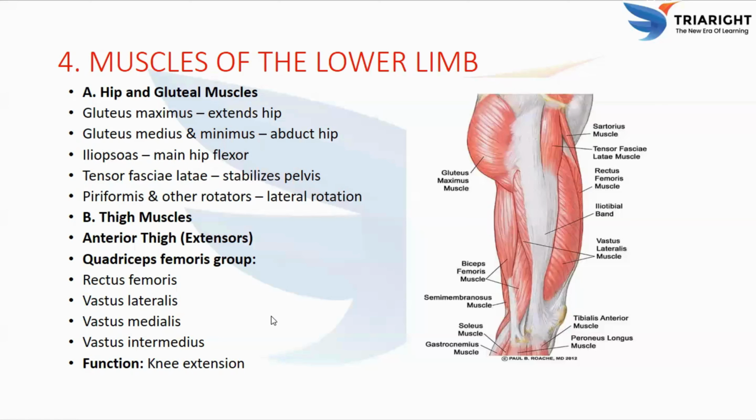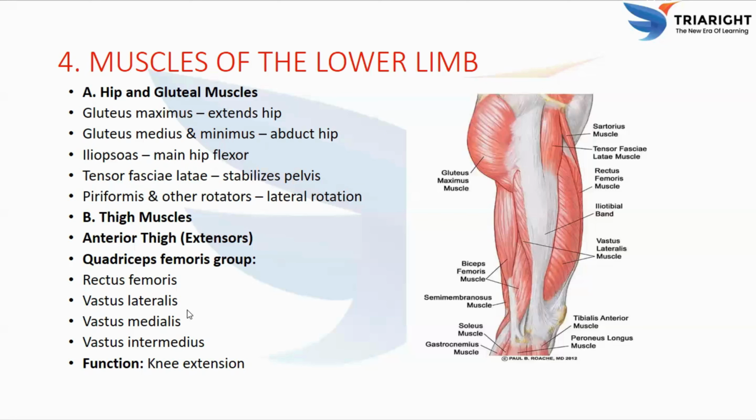So what do they do? What is the main function of this quadriceps femoris muscle group? Knee extension. So the rectus femoris flexes the hip and also extends the knee. This is the only quad muscle which crosses the hip. Whereas vastus lateralis is present at the lateral or outer part of the thigh. So this is a strong knee extensor.